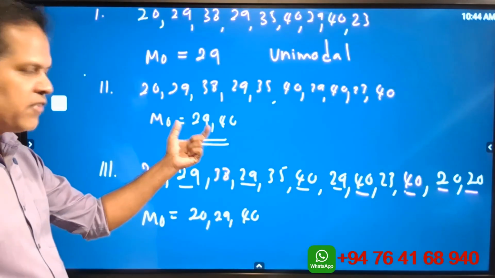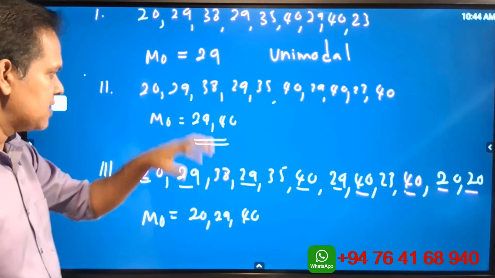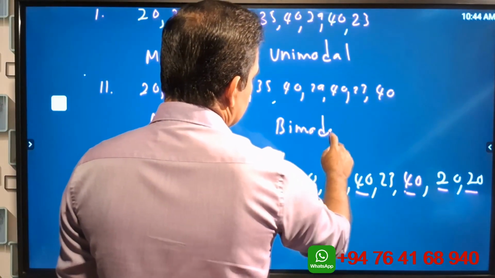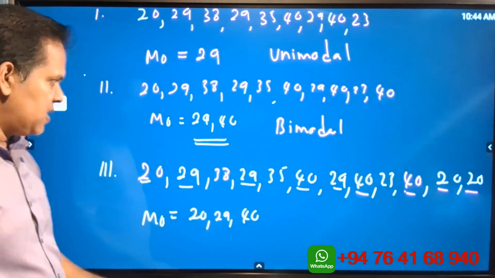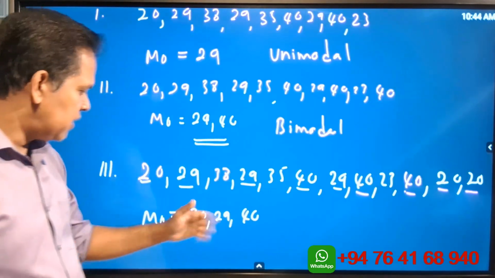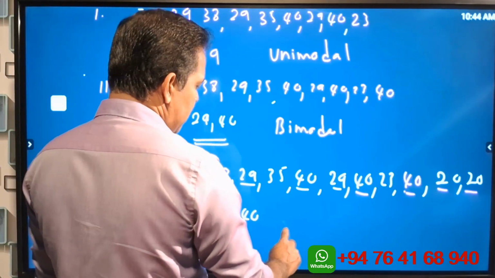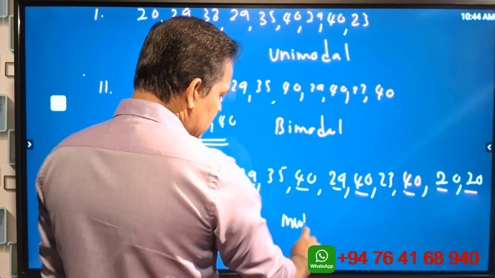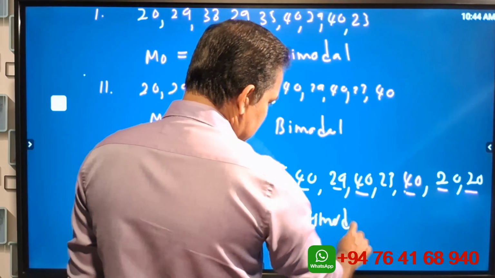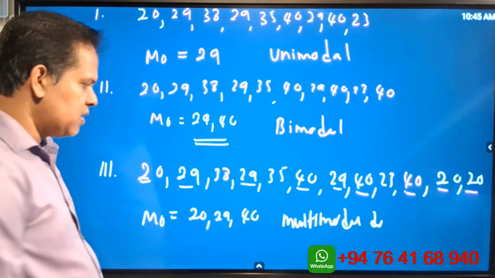If there are two modes of a certain distribution, that kind of data set can be named as what? Bimodal distribution. Very simple. If there are 3 or more modes, 3, 4, 5, 6, anyone, 3 or more, then this kind of distribution can be named as what? Multimodal distribution. Very simple.